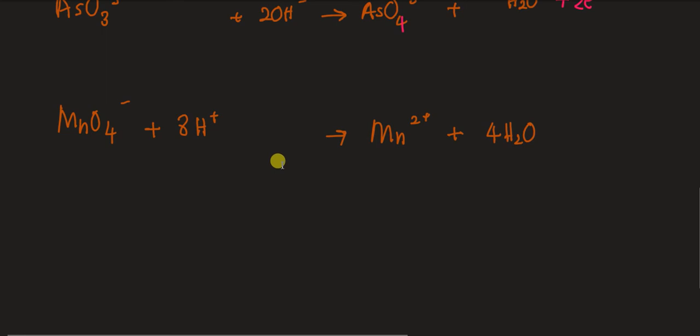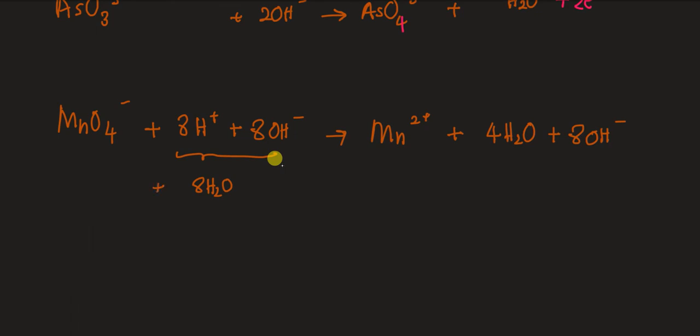And now we proceed with the next step. And remember, we are doing this in basic conditions. So we have to add hydroxide ions, the same number as the protons. The number of hydroxide ions that we have to add is 8 hydroxide, and we have to do it on both sides. Okay, and we can simplify it. This will produce 8H2O. So I'm just going to copy it down again.